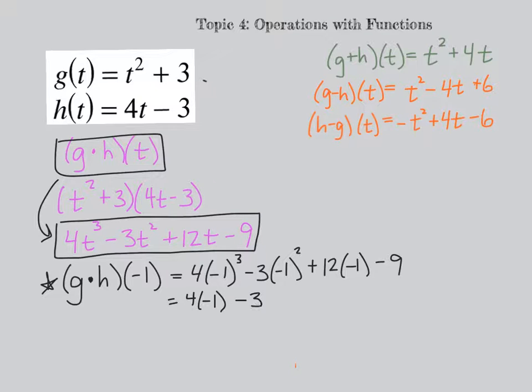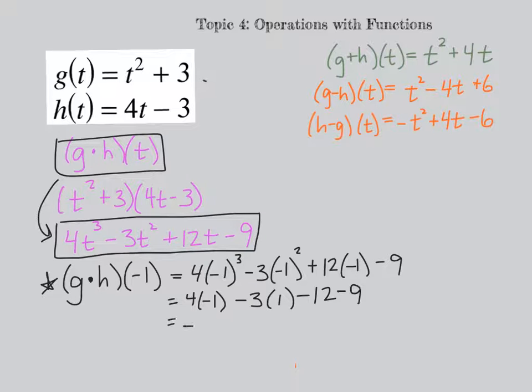minus 3. Then the next thing we have to do is square negative 1. When you square negative 1, we get a positive 1. Here we can just multiply. There's no exponent we have to do first, so that gives us a minus 12. And then a minus 9 at the end.